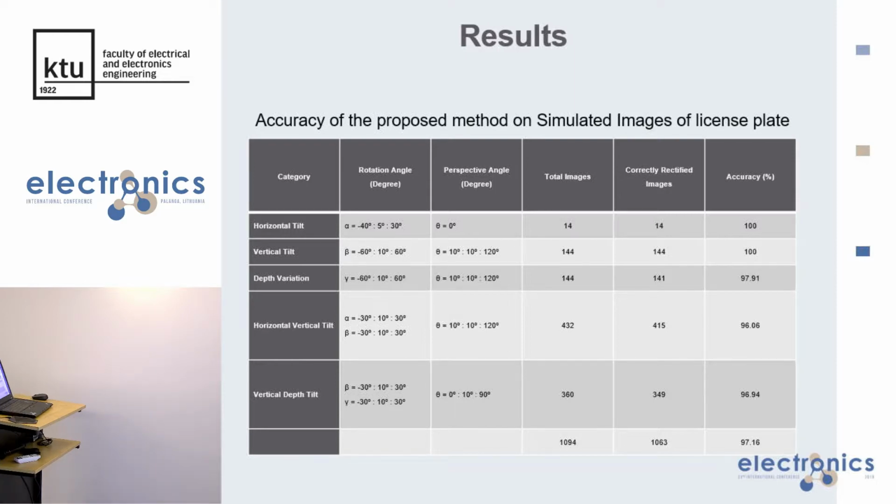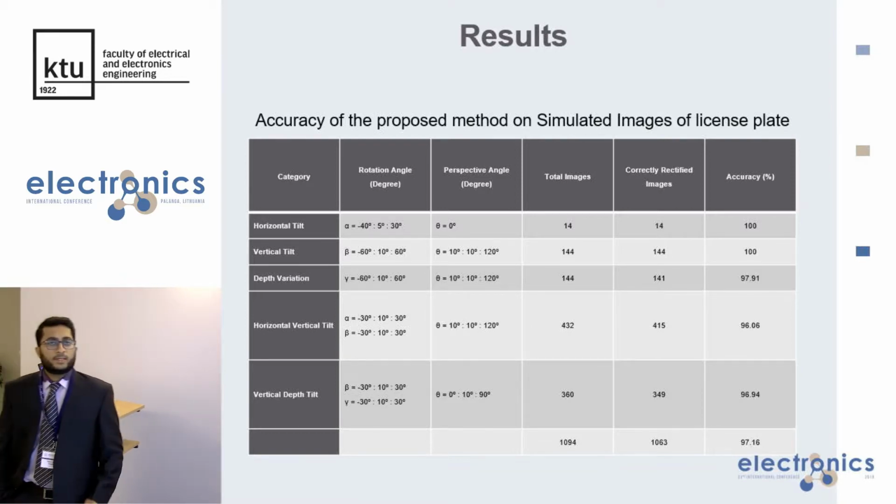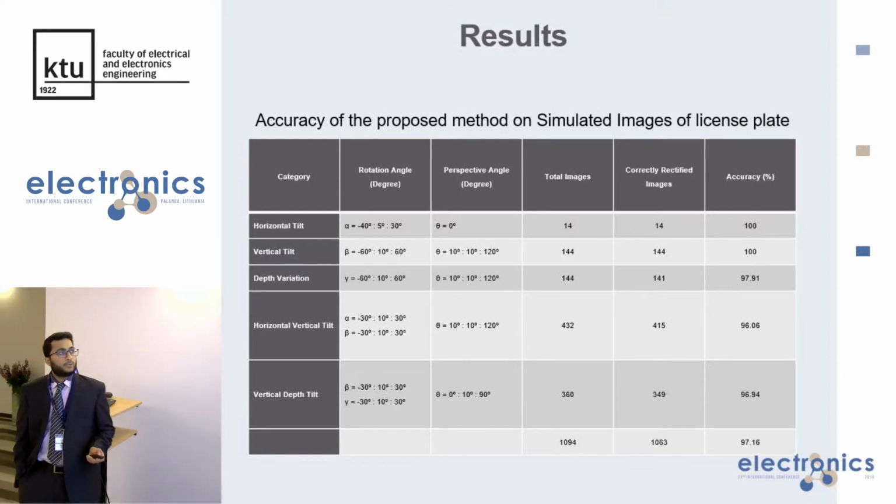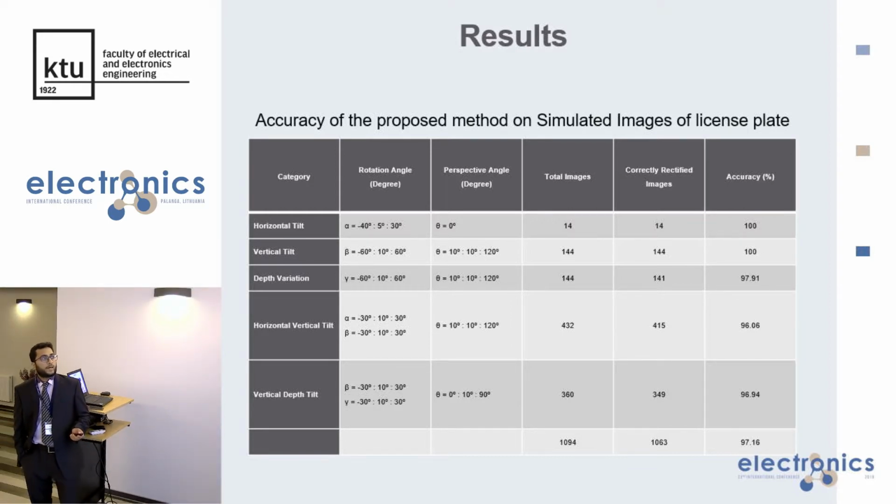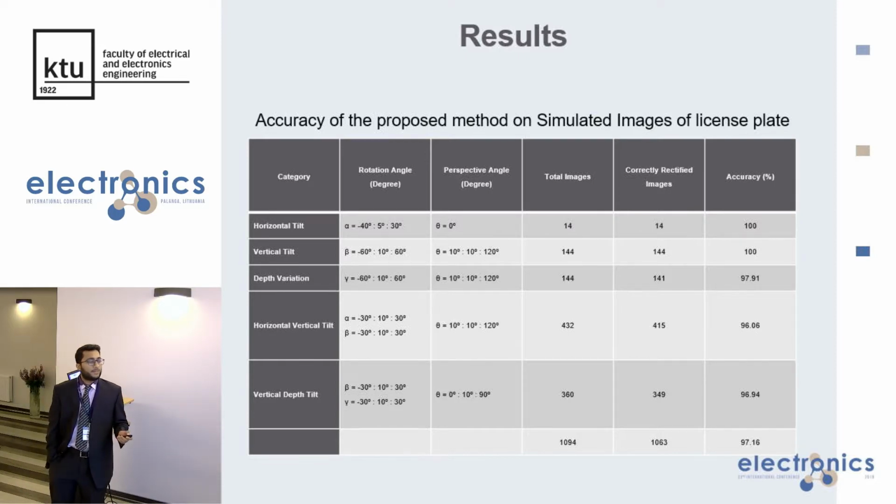Now here are the results. In this work, we have two kinds of data sets. The first one is the simulation data set, for which we have one image which we rotated in different angles and from different perspectives. For example, one image was tilted horizontally, with alpha varied from minus 40 degrees to 30 degrees, and there were a total of 14 images. The perspective was not changed here because it had no impact on the horizontal tilt. All 14 images were correctly rectified.